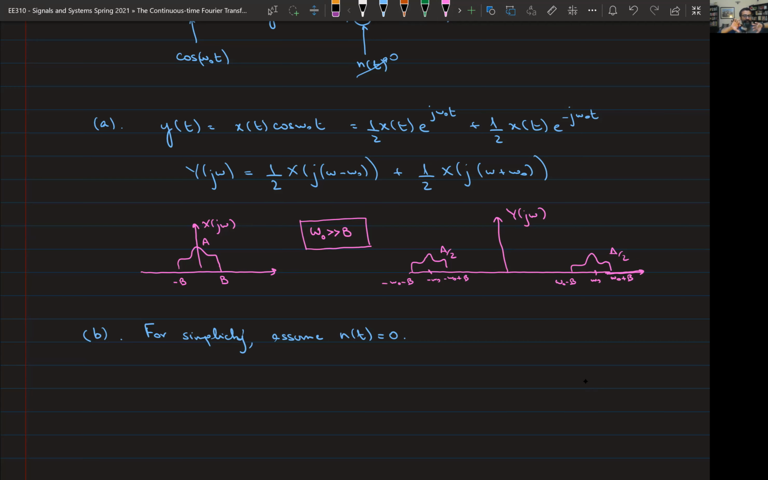Again, because omega naught is much greater than b, the two copies, one residing at plus omega naught, the other residing at minus omega naught, are identical and separated from each other. That's why the assumption is that omega naught is much greater than b. And it actually is, right?